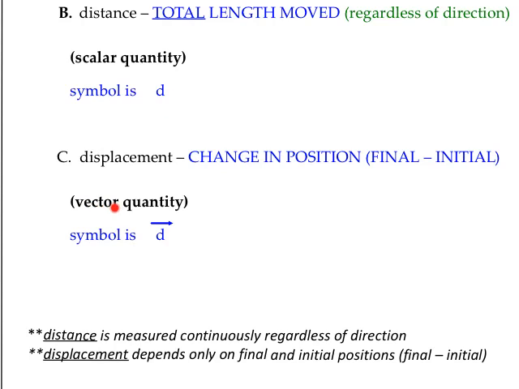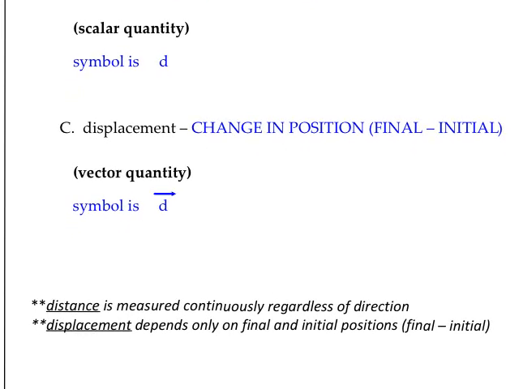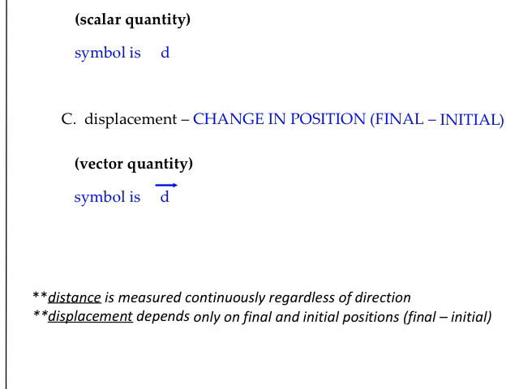Displacement, on the other hand, is a vector quantity, and it refers to an object's change in position. The symbol that we're going to be using will also be a D for displacement, but it's going to have an arrow on top of it. This will indicate that it's a vector, and when we look at an answer for a displacement, we should be looking for a direction as part of that answer. And then I made you some notes down at the bottom. Distance is measured continuously regardless of direction, and then displacement depends only on the final and initial positions.